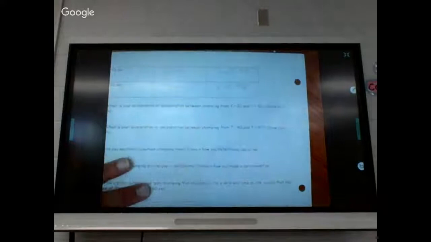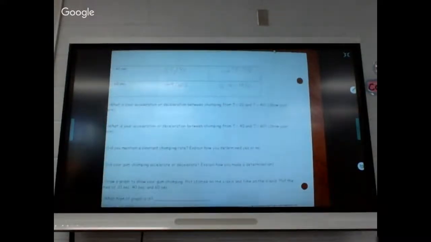All right, and I'll give you a minute to do yours. Okay? Don't change the numbers. Use your numbers. All right, do yours real quick. Calculate your speeds.